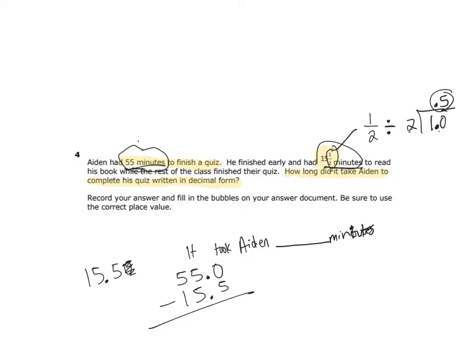Okay, 5 cannot come away from 0, so I'm going to have to borrow. That's a 4 and that's a 10. 10 minus 5 is 5. I bring down my decimal. I keep it aligned. 4 minus 5 I can't do. 14 minus 5 is 9. It's 3. So that means it took Aiden 39.5 minutes to finish his quiz.